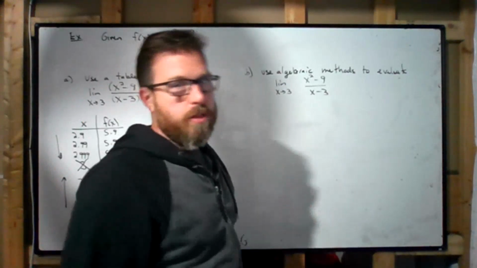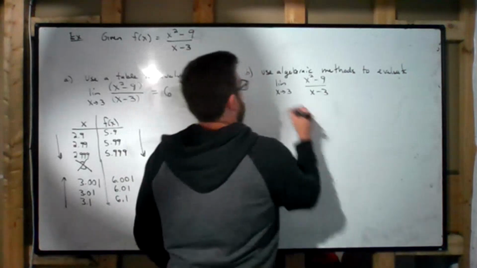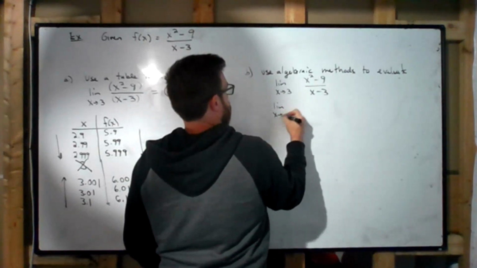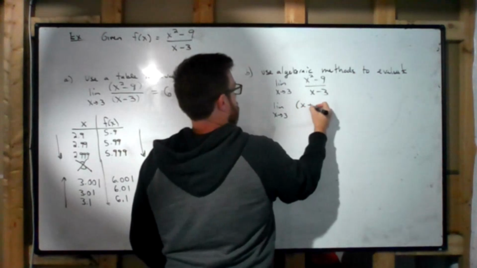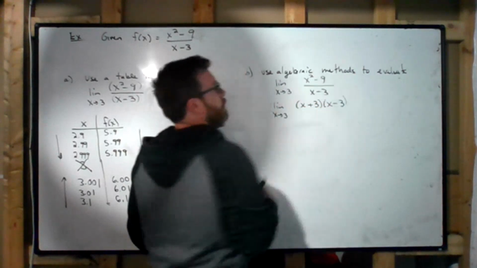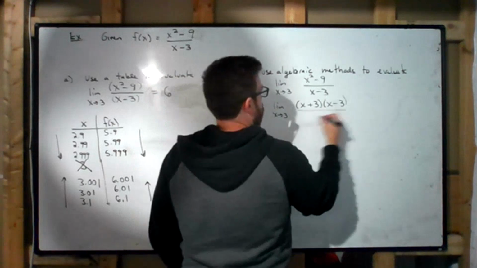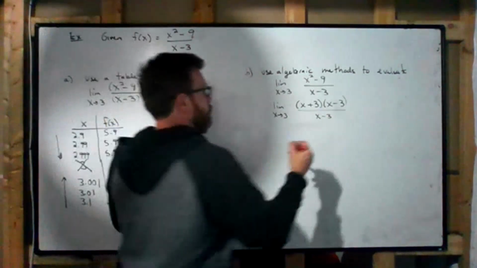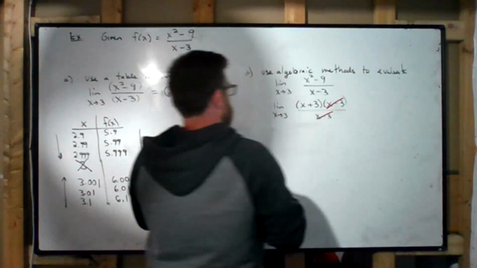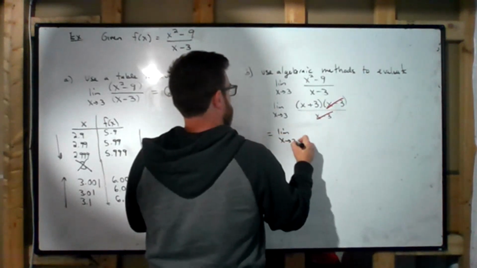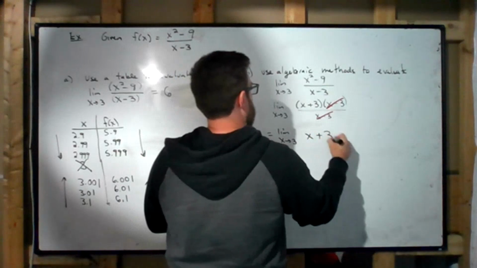Multiplying top and bottom by 1 essentially is what we do a lot. So I can see that x squared minus 9 factors. So when it's irrational and it factors, clearly that's the method. So x plus 3 times x minus 3, that's the numerator, difference of squares, all over x minus 3. And we can see that this x minus 3 cancels. So this is equal to the limit as x approaches 3 of just x plus 3.